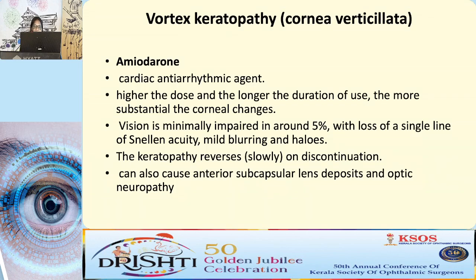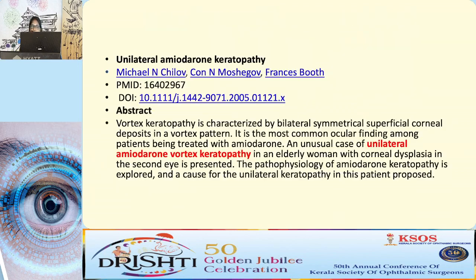Amiodarone is a cardiac antiarrhythmic agent. The higher the dose and the longer the duration of use, the more substantial the corneal changes. Vision is minimally impaired in around 5% of the patients, with a loss of a single line of Snellen's acuity and mild blurring and halos. The keratopathy reverses on discontinuation of the drug. This is a slow process. It can also cause anterior subcapsular lens deposits and optic neuropathy. Even though amiodarone vortex keratopathy is a bilateral condition, unilateral cases have also been reported.